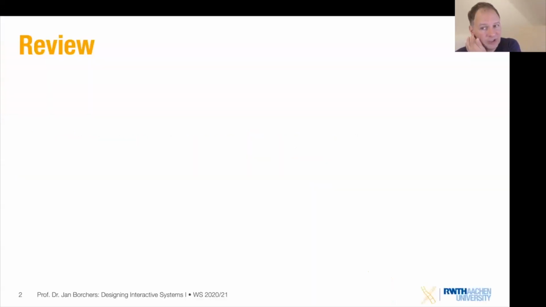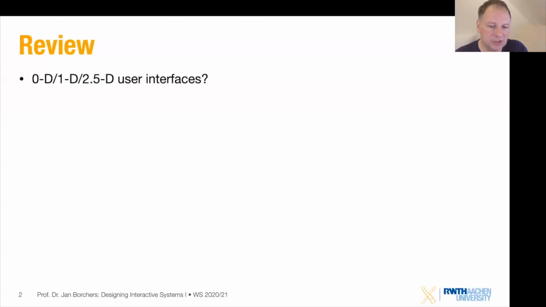So, before we do that, quick review. We talked about different dimensions of user interfaces. This was the Jakob Nielsen classification of UIs according to 0D, 1D, and then we talked about 2.5D user interfaces. Would anybody care to try to summarize in your own words, roughly, what those dimensions mean?